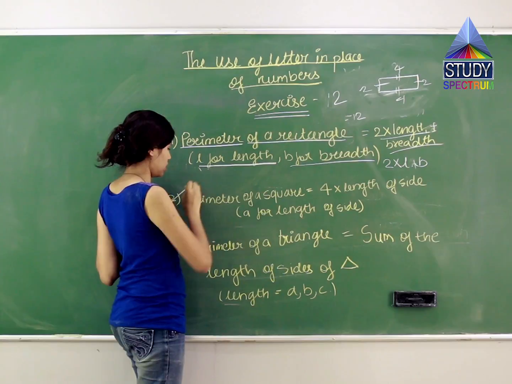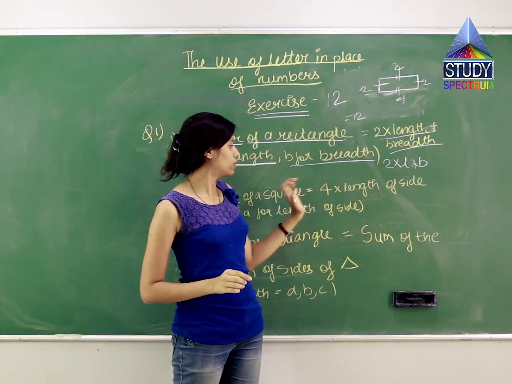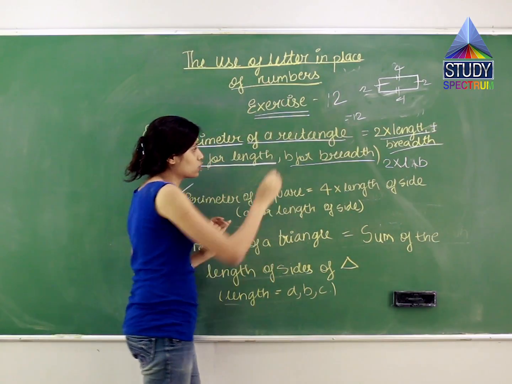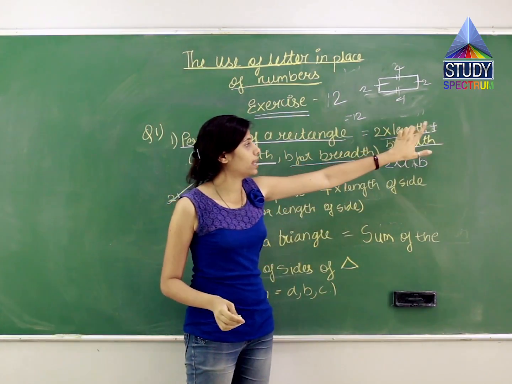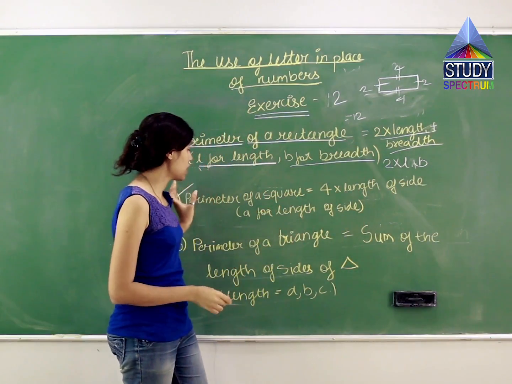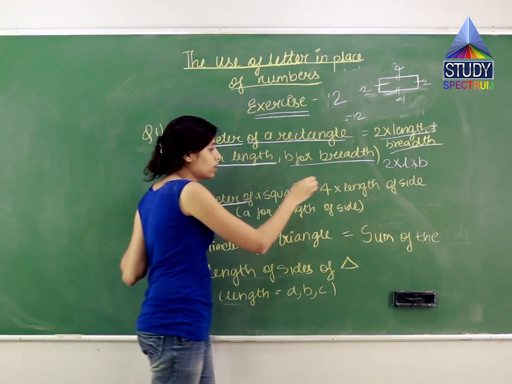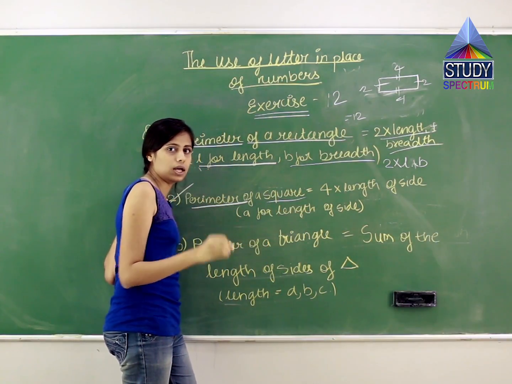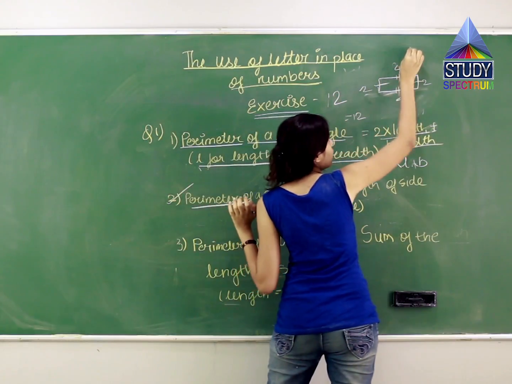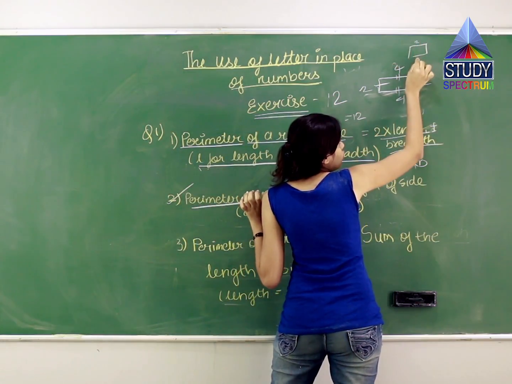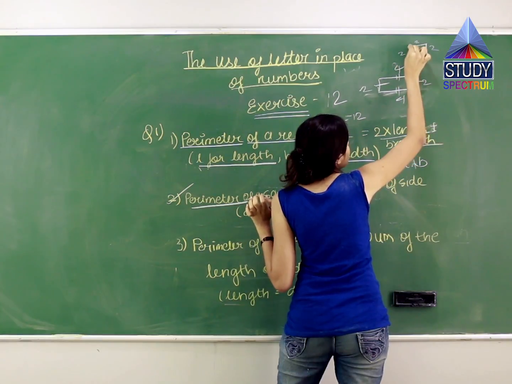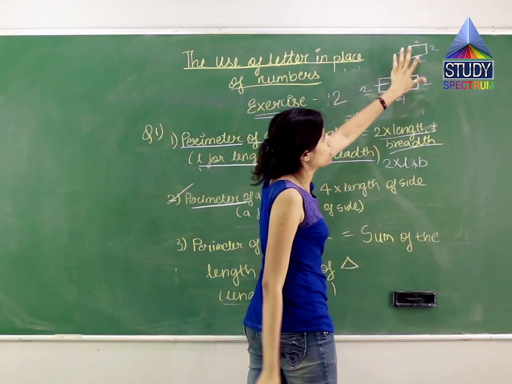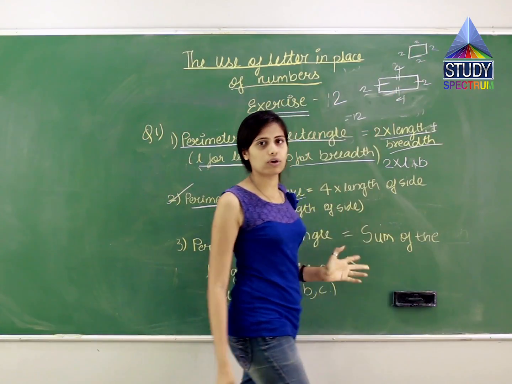Now the second question. Perimeter of square, which is 4 into length of side. Means what? See, this is a square. This was a rectangle, so we had 2 into length plus breadth. But over here, they are asking you the perimeter of this square. What is the feature of a square? All the sides are equal. Suppose this is a square with 2 centimeter sides. All the sides are 2 centimeter. So instead of writing 2 plus 2 plus 2 plus 2, you can write 2 into 4.